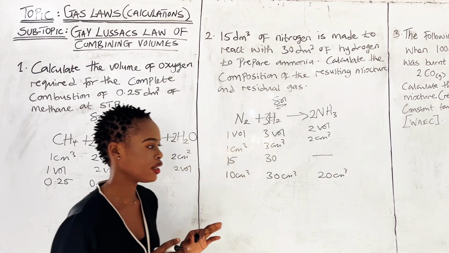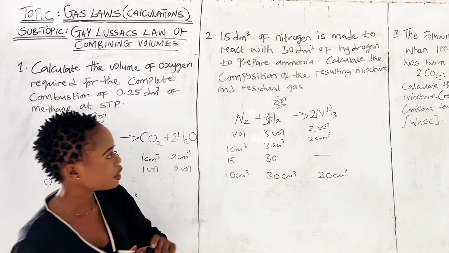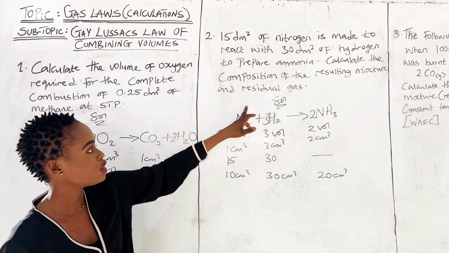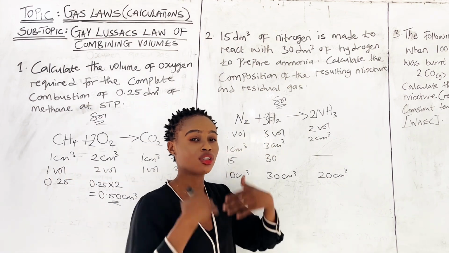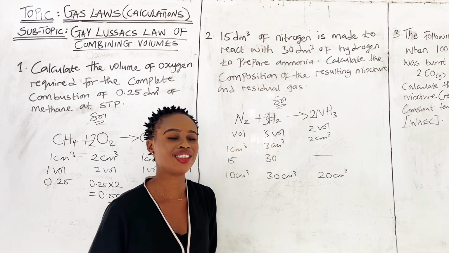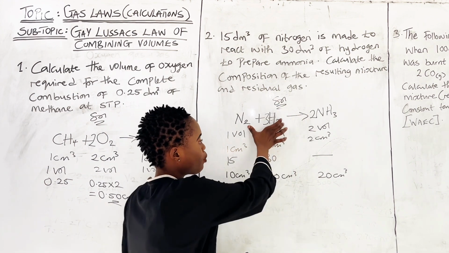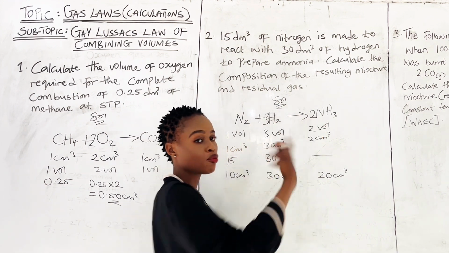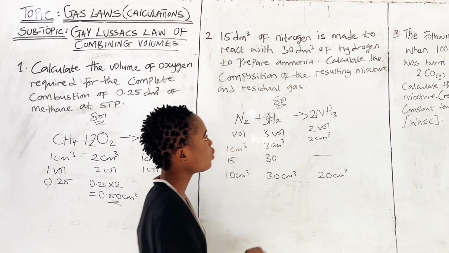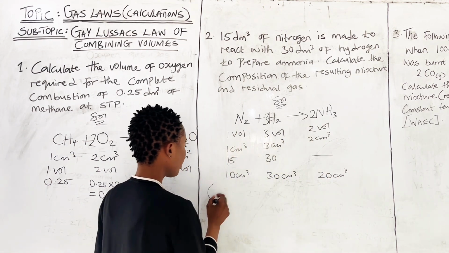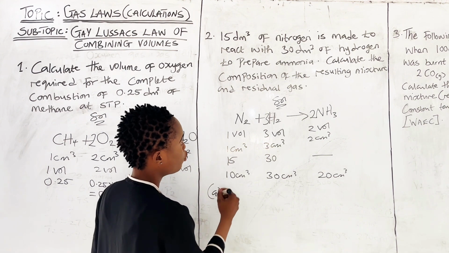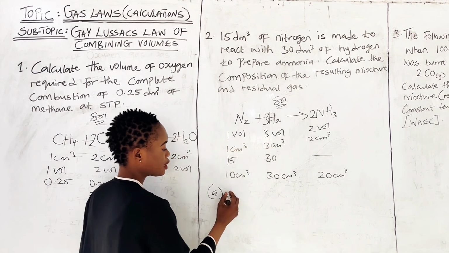I hope we are following. So if this is 20, the question now says calculate the composition of the resulting mixture. Resulting means what was formed. What was the result of your reaction? And our resulting mixture is what? Ammonia. That is our product. So what is the composition of ammonia? It is 20. So to answer number 1A, which is composition of the resulting mixture, our answer is what?